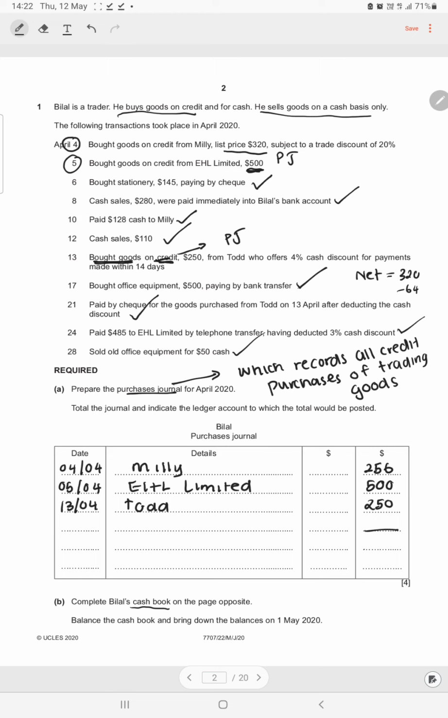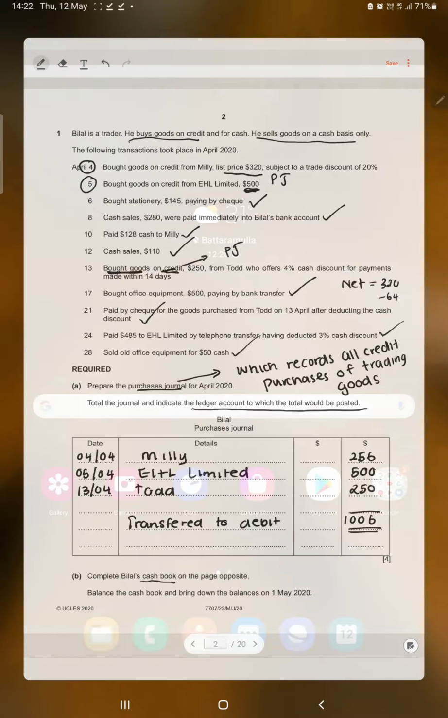Got it? So this is our total credit purchases for the month. So 750 plus 256 will give us 1006. And it says total, indicating the ledger account to which the total will be posted. So the purchase journal records all credit purchases, and all credit purchases are transferred to our expense account called purchases. So transfer to debit side, because an expense is a debit entry.